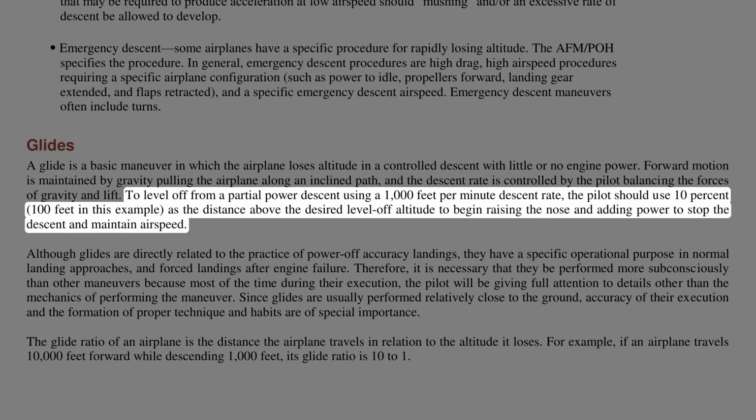To level off from a partial power descent using a 1,000 feet per minute descent rate, the pilot should use 10%, 100 feet in this example, as the distance above the desired level-off altitude to begin raising the nose and adding power to stop the descent and maintain airspeed.